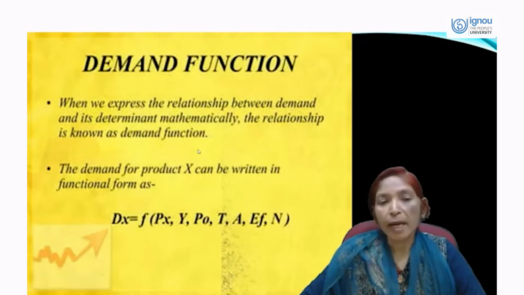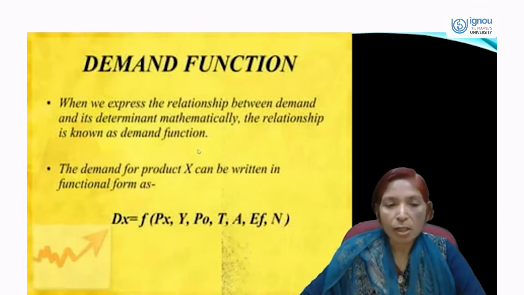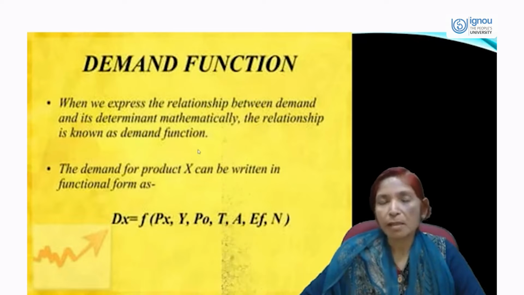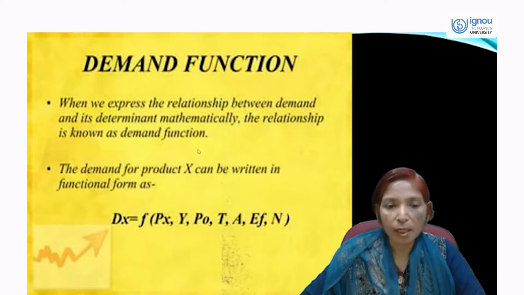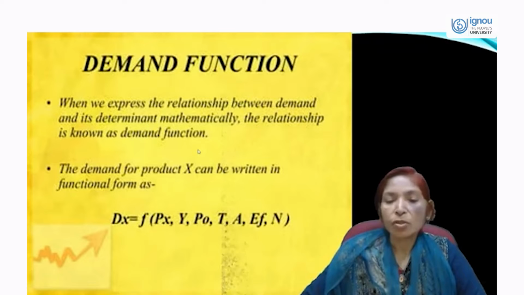Demand for product X can be written as: demand for X commodity is equal to a function of Px, Y, P0, T, A, EF, and N. Px is the price of X commodity. Y is the income of the consumer. P0 is the price of other commodities. T means taste and preferences. A means actual income of the consumer.